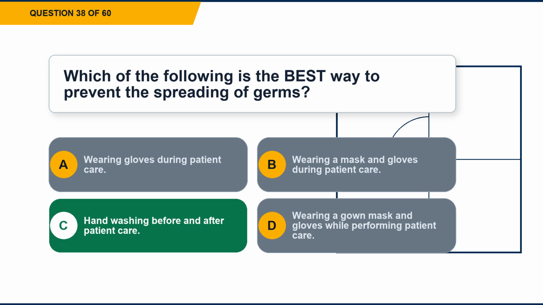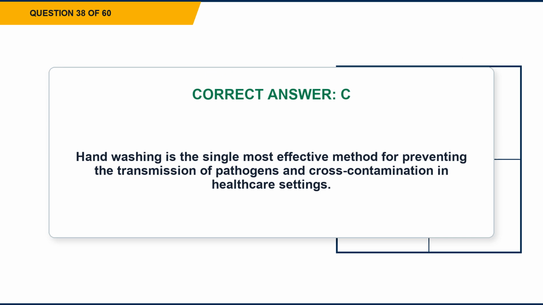The correct answer is option C. Hand washing before and after patient care. Explanation. Hand washing is the single most effective method for preventing the transmission of pathogens and cross-contamination in healthcare settings.